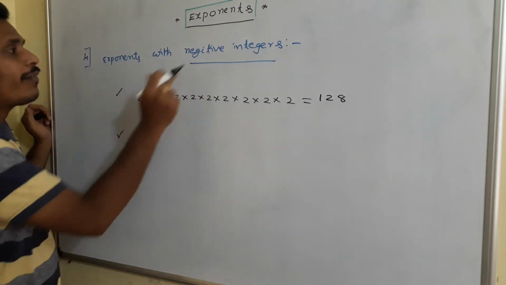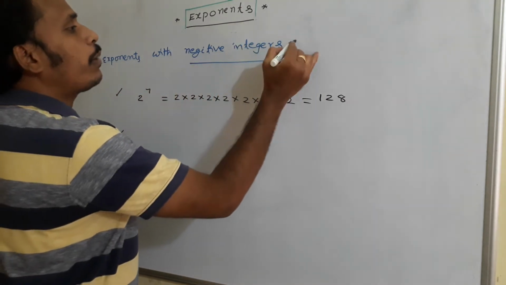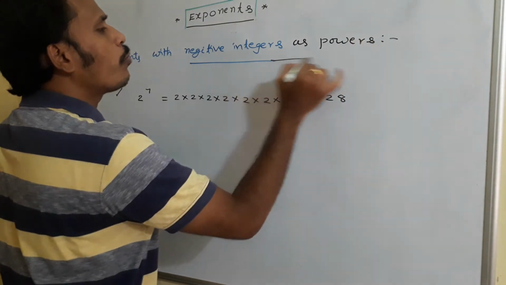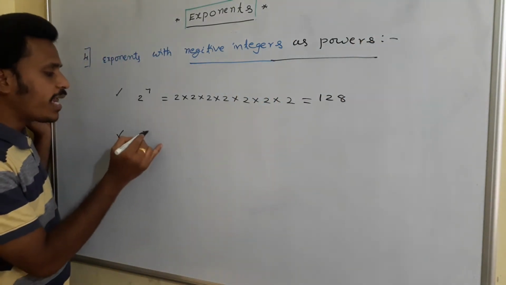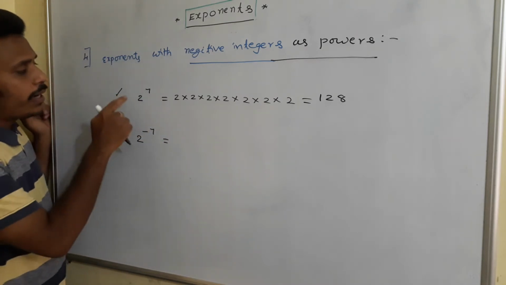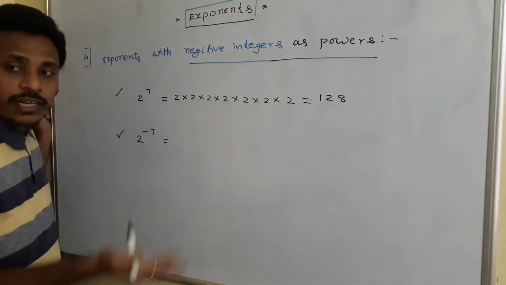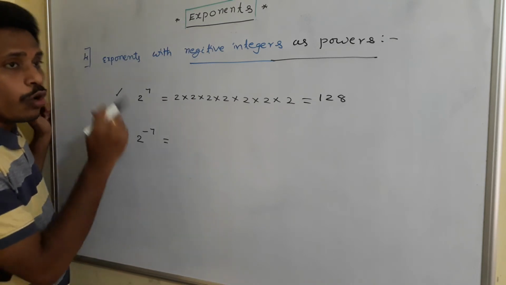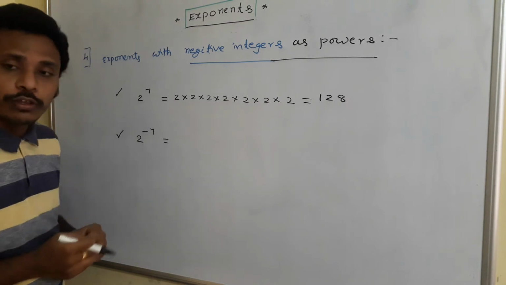But if the power is a negative integer, exponents with negative integers as powers, you may call them as powers or indices as you wish. See, 2 power minus 7, what does it mean? 2 power 7 means multiplication of 2 7 times. There is a meaning. We are multiplying 2 for 7 times. But 2 power minus 7 means what? Multiplication of 2 for minus 7 times. Is there a meaningful thing?